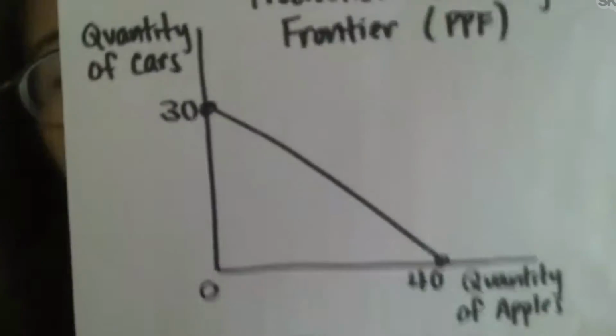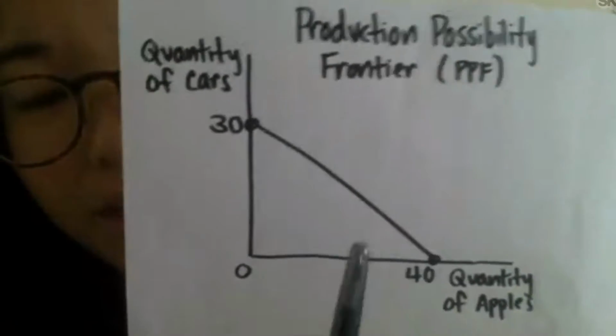So, for example, let's say that there are only two goods produced in the world, cars and apples. In this hypothetical situation, if the US dedicated all its resources to producing cars, it could produce a maximum of 30 cars. While if it decides to dedicate all its resources to produce apples, then it could produce a maximum of 40 apples. So this graph shows an example of a PPF.